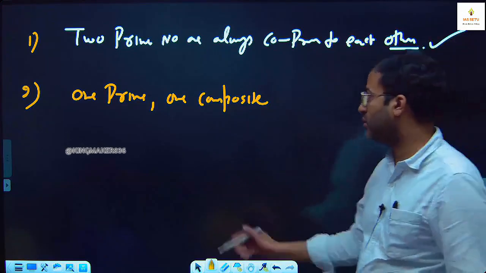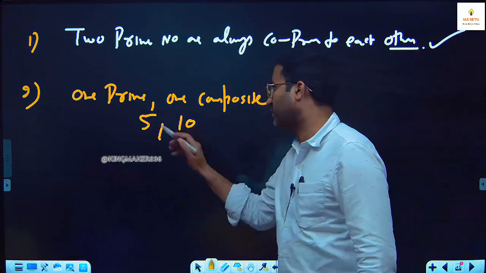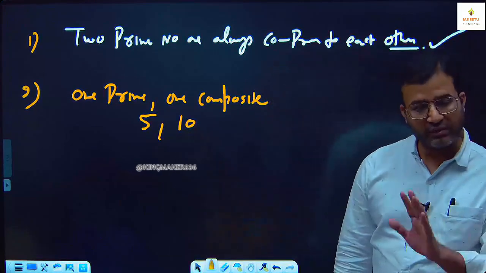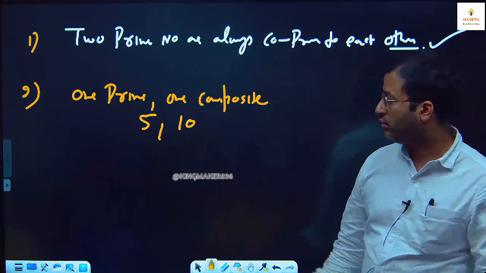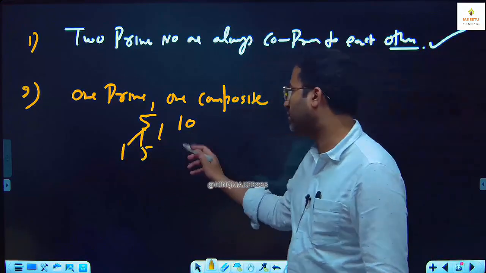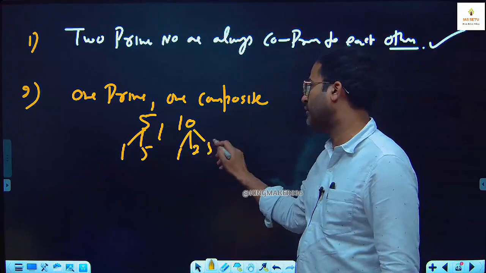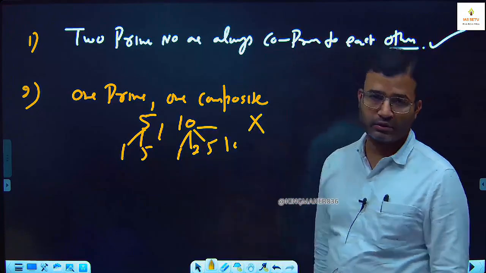अब मैं आपको आंसर देता हूं, 5 and 10. 5 is prime, 10 is composite. What are the factors of 5? 1 and 5. What are the factors of 10? 1, 2, 5, 10. These are not co-prime.